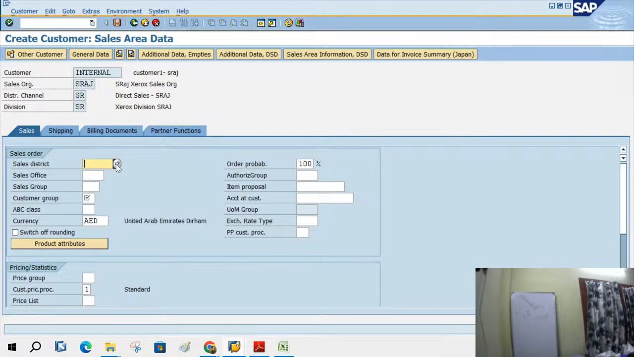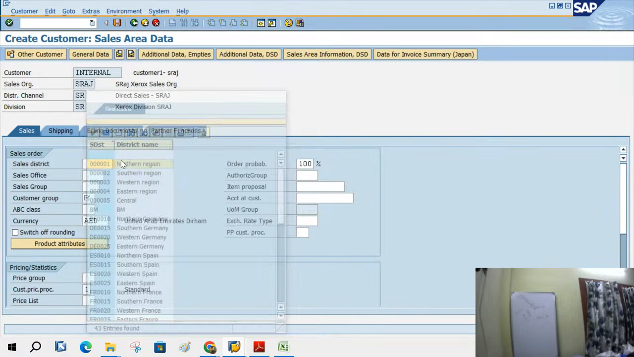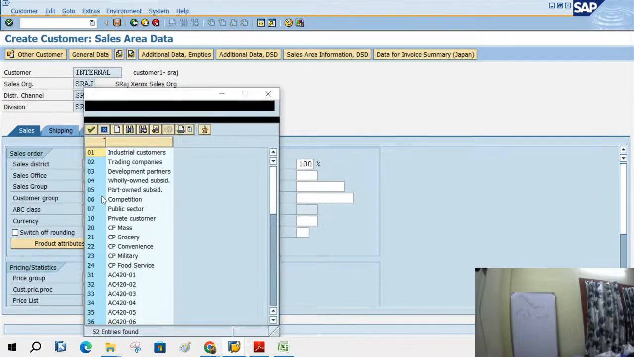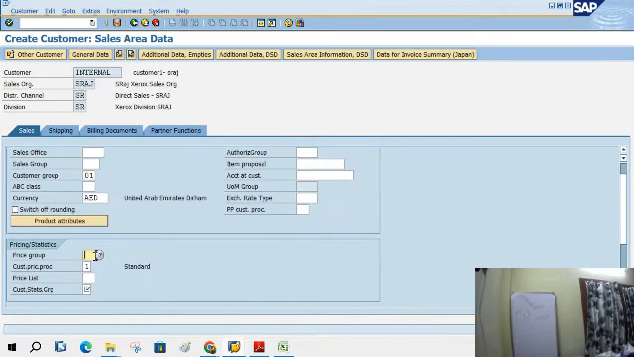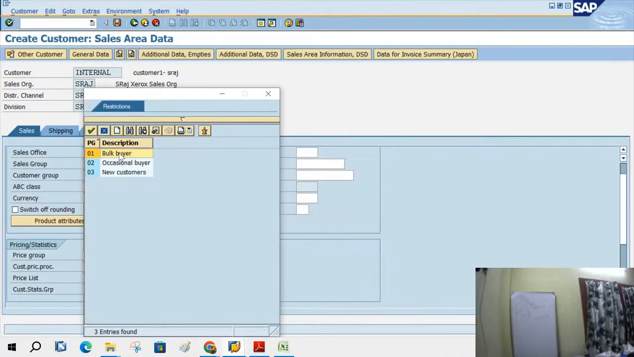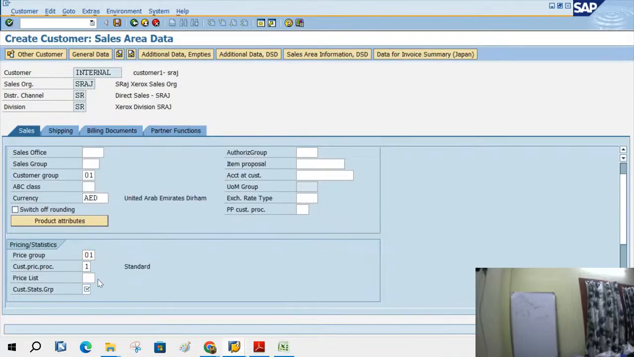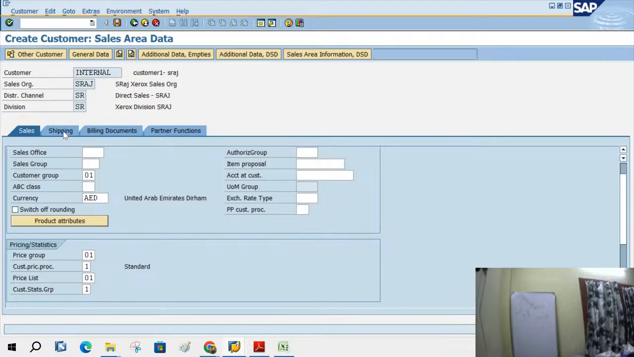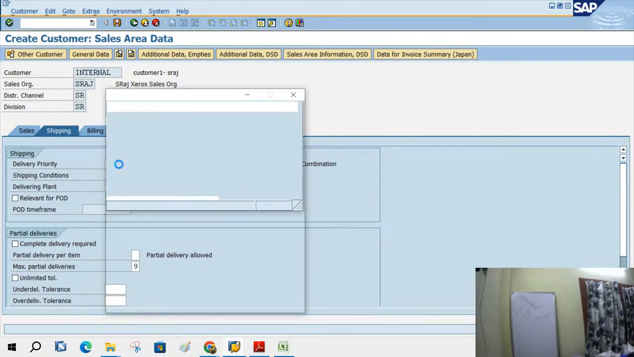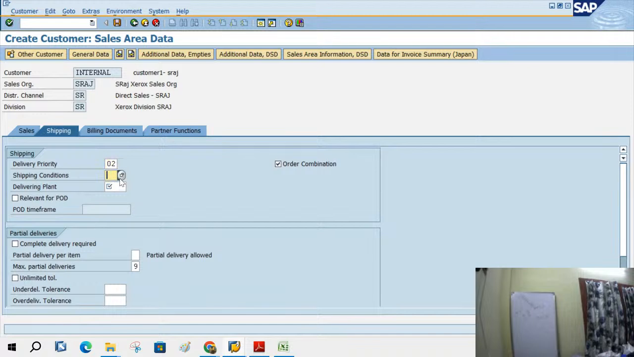Then I'll go to sales area data. I'll create the sales district, customer group, currency, price group, customer pricing procedure indicator, customer statistical group. Clear? Then I'll go to billing, delivery priority, normal, shipping condition, delivering plant.